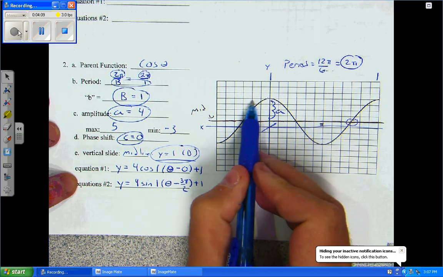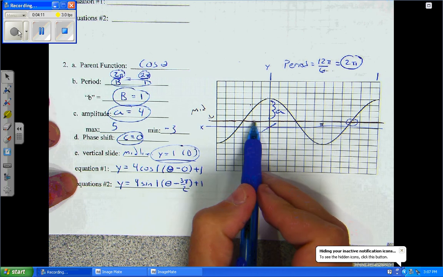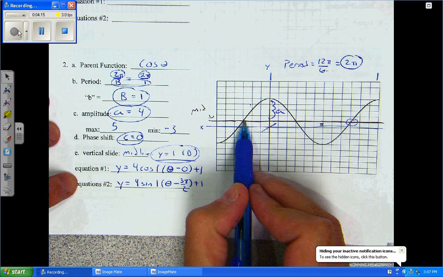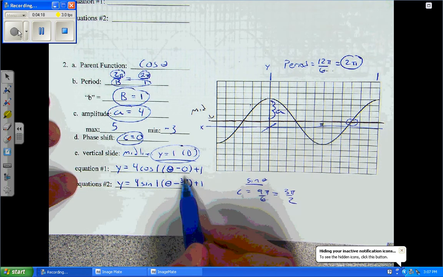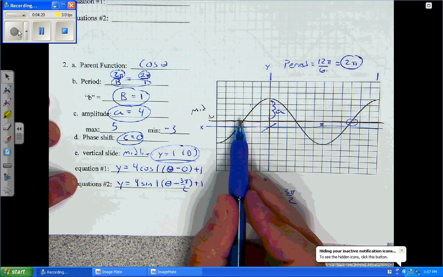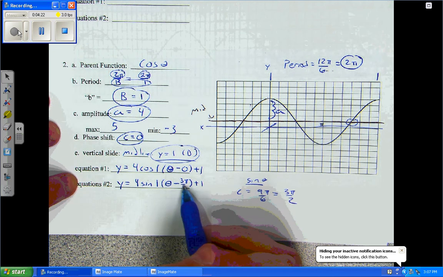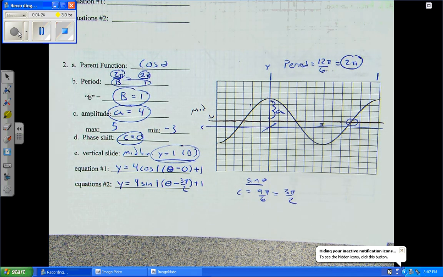Now, I could go backwards to here, because it's also going up. 1, 2, 3, and that becomes pi over 2. So I could make this, be careful, negative because of direction. So that would become theta plus pi over 2. Both would be correct to use.